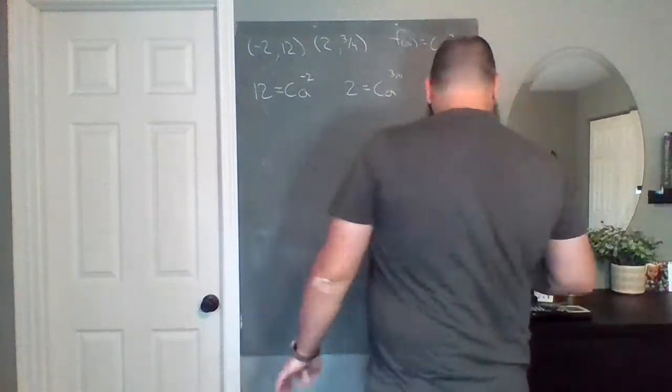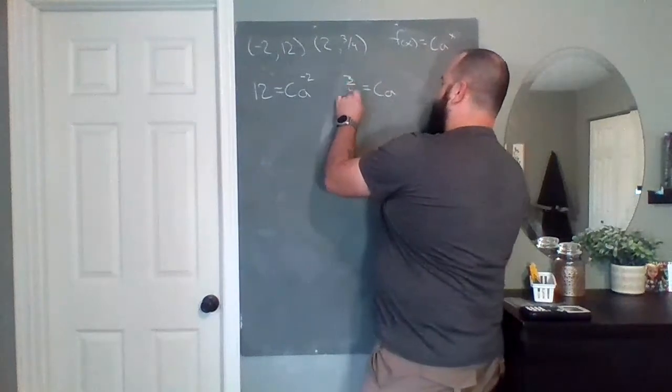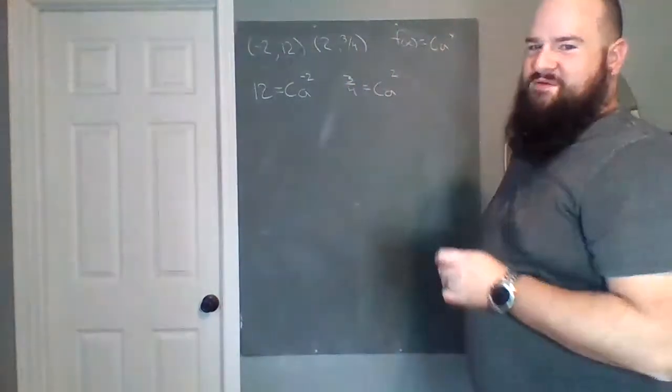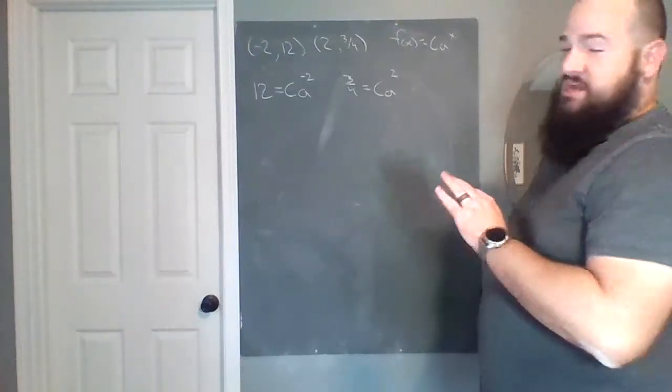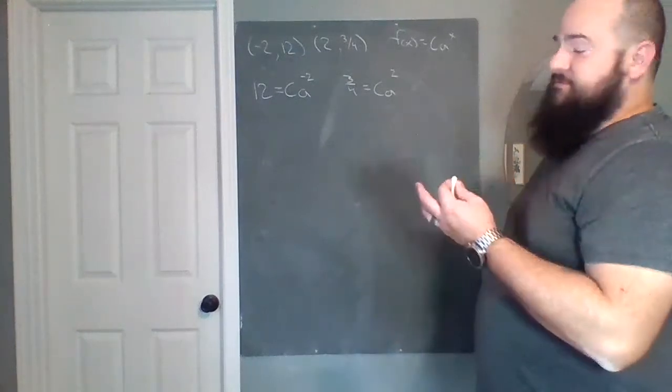Sorry, that's wrong. 3/4 equals c times a squared. That would have been a very different problem. I'm not going to give you a problem like that. So, we get something like this. So that's our first step, create two equations.